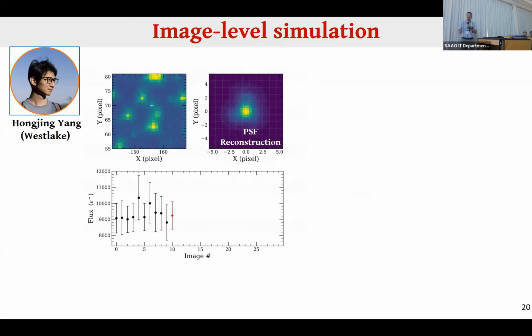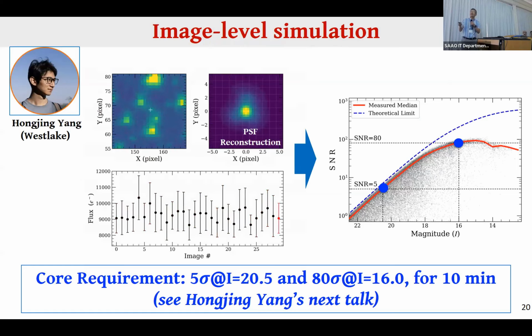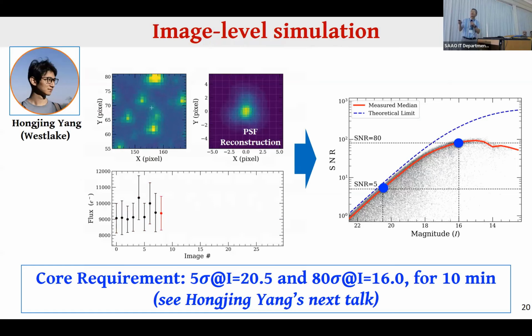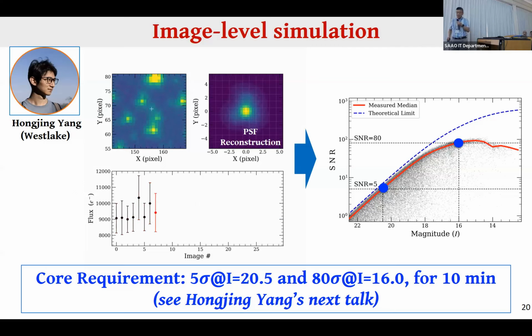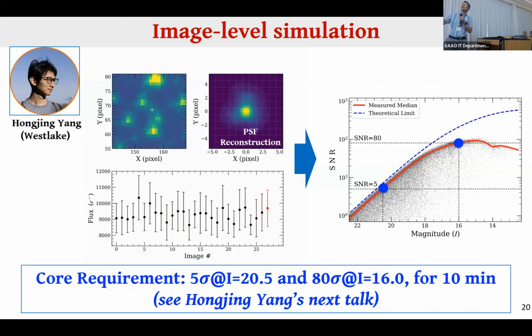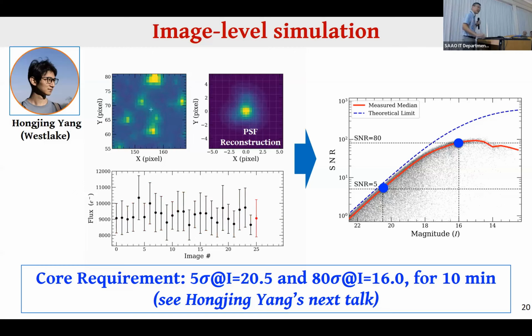So this shows the image level simulation. Hong Jing will discuss more in detail. So here we take into account vibration and jittering, and we hope to reach a core requirement. So at 20.5, we have 5 sigma detections, signal to noise ratio 5, and at 16 magnitude, this will be 80 sigma determinations. And this shows the ideal situation, and what we achieve satisfies our core requirement, but is somewhat below the ideal situation.